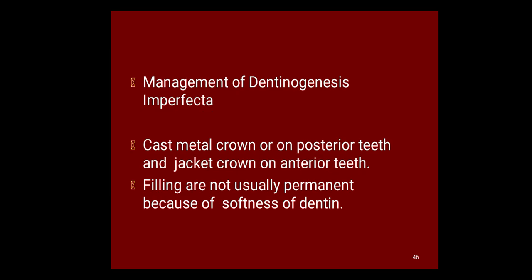Management of dentinogenesis imperfecta: cast metal crown on posterior and jacket crown on anterior teeth. Fillings are not easily permanent because of the softness of the dentin.